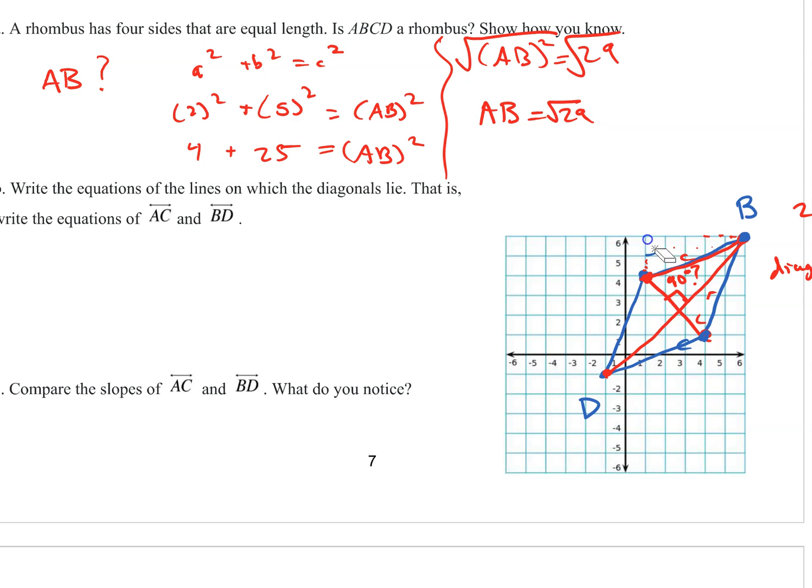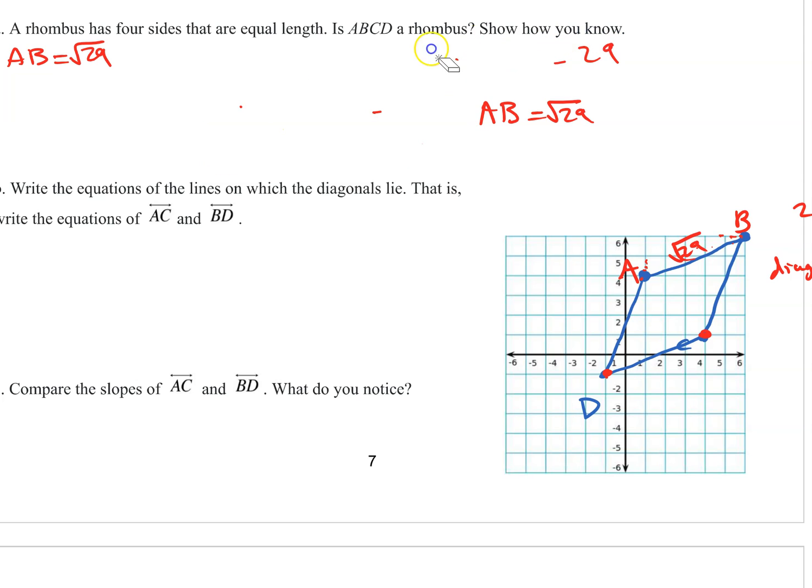Alright, so let me get rid of some of this. I'm just going to focus on part A first. So this has length root 29. And that was AB. Now I need to check that all 4 sides have the same length. So let's file that one away. And let's work on the next side, let's say BC. We also need to find CD and DA.